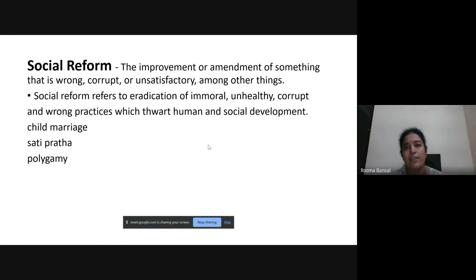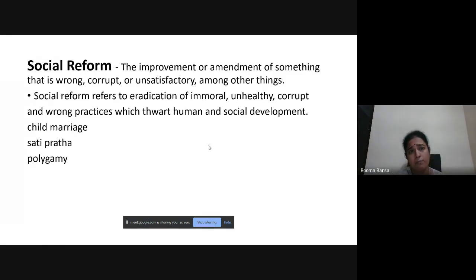Next point is social reform. Social reform basically is the improvement or amendment of something that is wrong, corrupt, and unsatisfactory. Or you can say, we have been following so many rituals, so many wrong practices, which are not good for humans and societies. You can take the example of Sati Pratha, removed by Raja Ram Mohan Rai. You can take the example of child marriage. Even in the 50s or 60s, we have examples of child marriages, where they did not follow the exact legal age of marriage. Child marriage is a very wrong practice in our country.